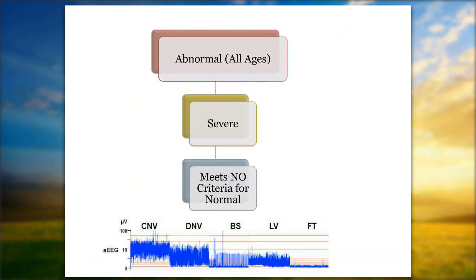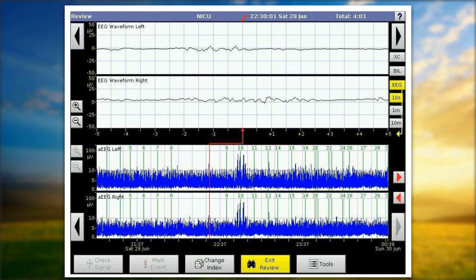So let's continue then. We've looked at continuous normal voltage and discontinuous normal voltage. We've looked at burst suppression. But what about these last two tracings here on the right? These are the severest of all the aEEG, and they are abnormal no matter your age. So the first one we want to look at is the continuous low voltage.